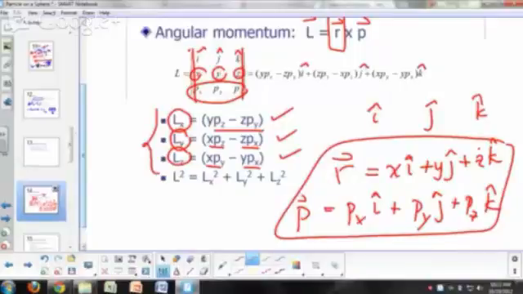And just like any vector, the sum of the squares of the components will just be equal to the square of the magnitude of the vector. So L_x squared plus L_y squared plus L_z squared equals L squared. All right?